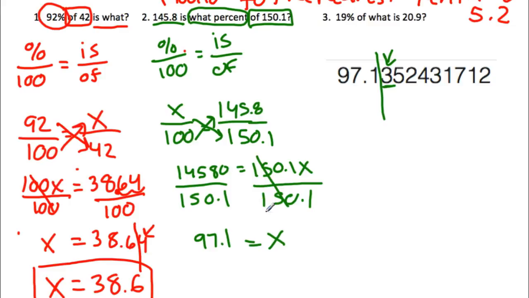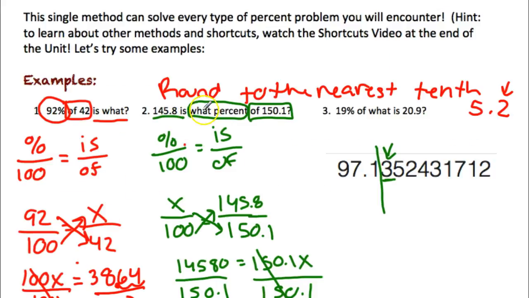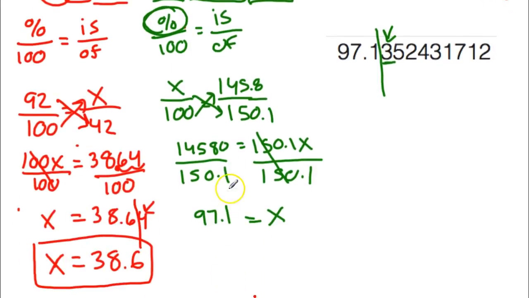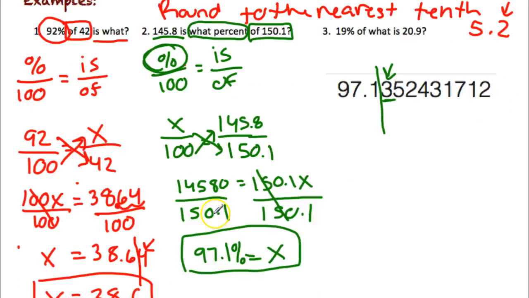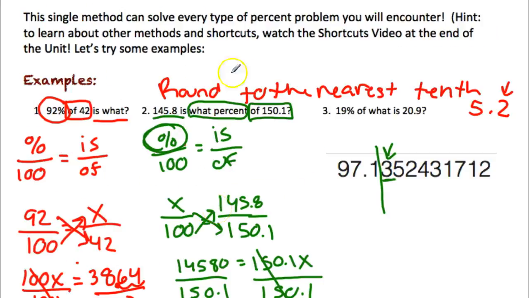All right, are we done? No, we're not done. Why? Because at the beginning I said to check to make sure you have written your answer correctly. Percentages need a percent sign. So this is a percentage. It says what percent? This part right here, percent. So I need to put a percent sign. So it's really 97.1%. Make sure you have the percent sign if your answer is in a percent. There it is, 97.1%.